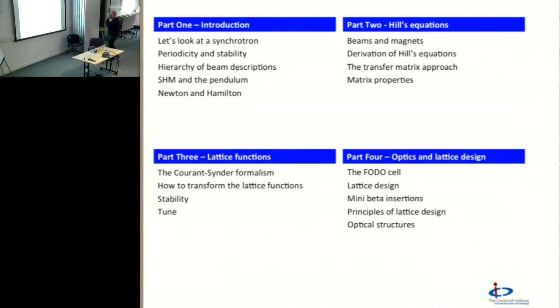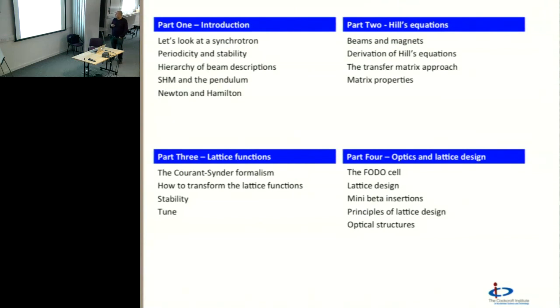Then we'll derive something called Hill's equations, which are the basic linearized equations for motion of a particle in an accelerator. And because they're linear, we'll write them as matrices. Then we'll use the properties of linear algebra to extract global information out of our accelerator, our storage ring. Then we'll go on to something called the Courant-Snyder formalism, which is how we normally do lattice design, optics, and beam dynamics, and look at things like stability and tune.